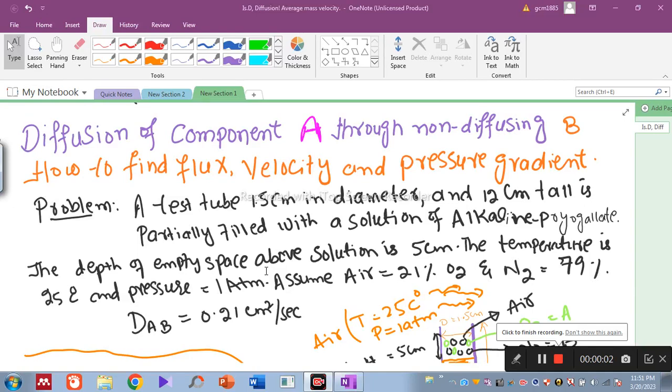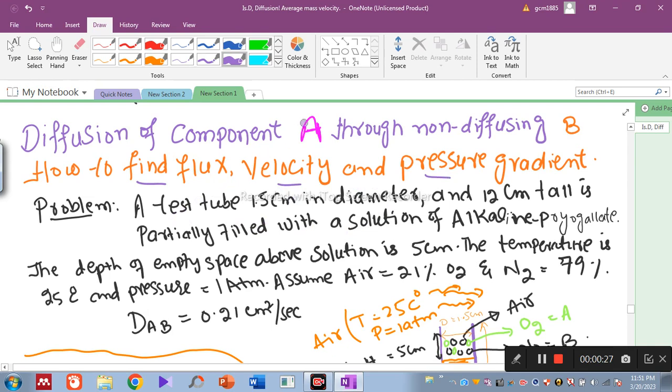Hello everyone. In this lecture we will discuss the diffusion of component A through non-diffusing component B. With the help of an example, we will find the flux, the velocity, and the pressure gradient along the diffusion path. So in this lecture, mostly we will discuss the flux, the velocity of components, and the pressure gradient of the component.